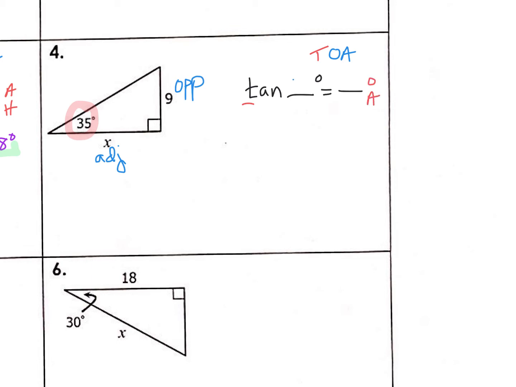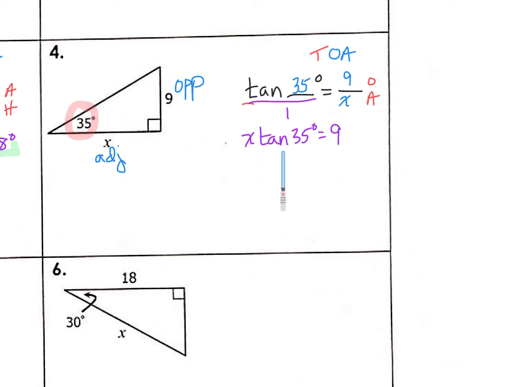And my degree is 35. My opposite is 9. And my adjacent is x. So as you can see, we have x in the denominator this time. So when we go ahead and create that fraction, as we have done all 3 times in the previous 3 examples, when we cross multiply, however, this time I get x times the tangent of 35. So I get x tangent of 35 degrees equals, and then 1 times 9 is just 9.